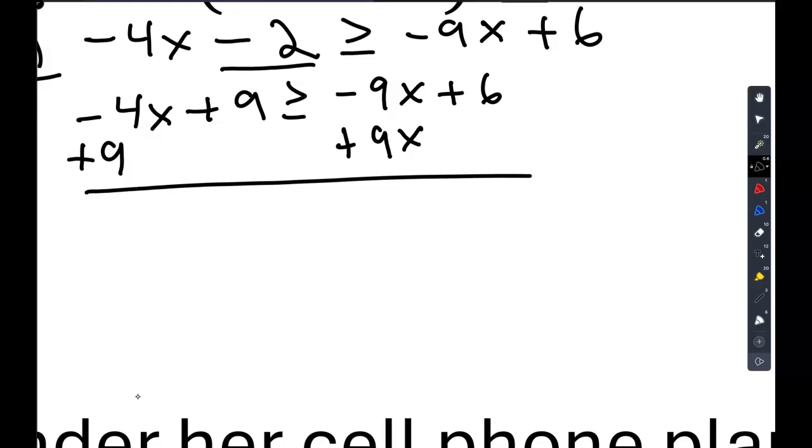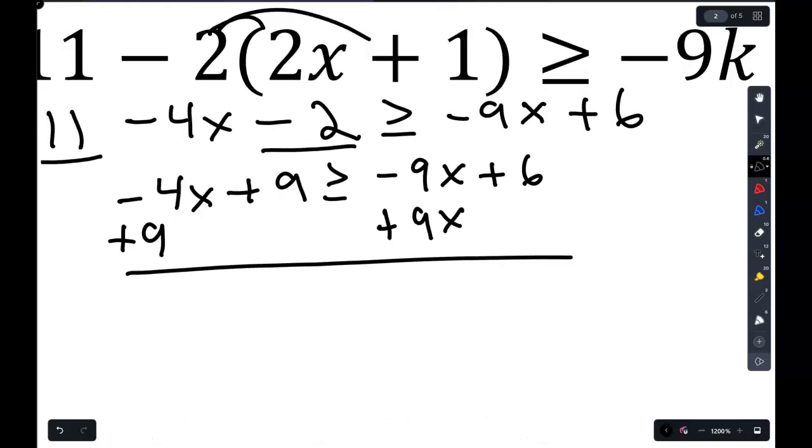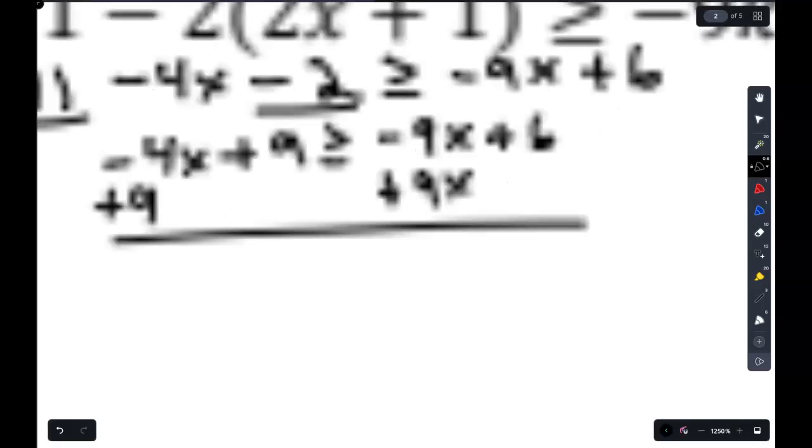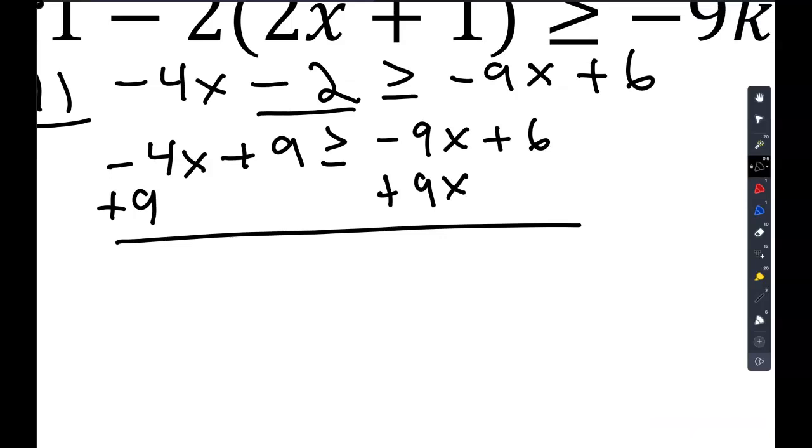Okay. So here we distribute the -2, -4x, -2. Bring down the -9x plus 6. And then I wrote out the 9x here. I'm adding 9x on both sides. And then I'm going to subtract the 9, all in the same step. Okay, so I got the letters canceling out on the right and the numbers canceling out on the left.